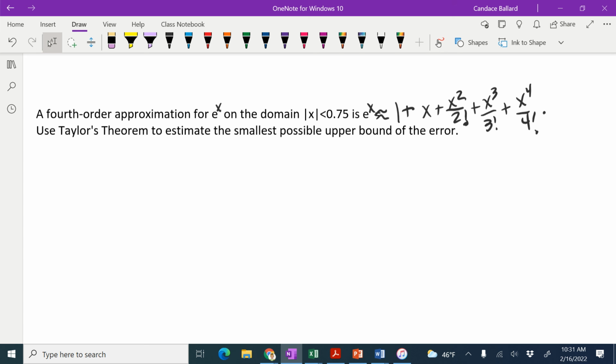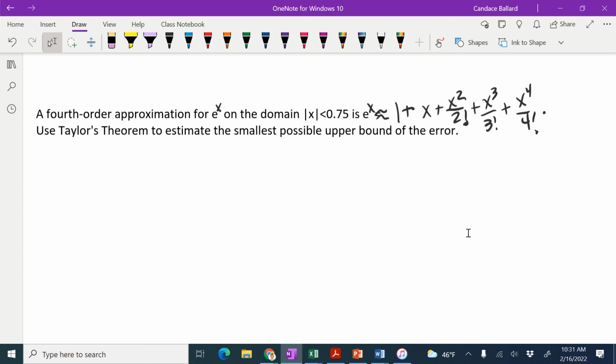Okay, we ready? Okay, so it tells us we've got fourth degree, right? That's what fourth order means. It's another way to say fourth degree approximation. It gives us a domain. Okay, so we have to be less than 0.75. And then they were nice enough to give us the series or the polynomial, right? We didn't have to find that on our own.